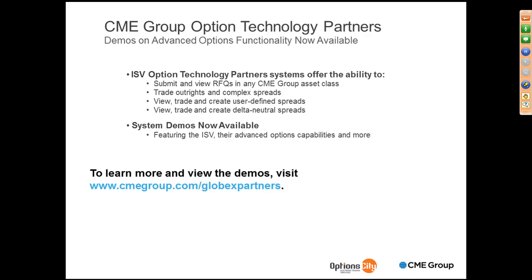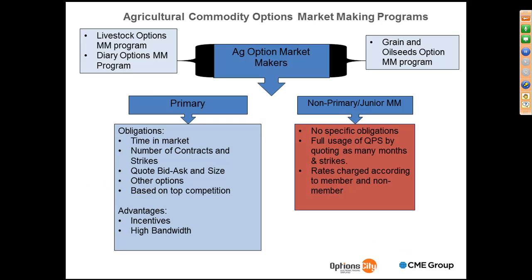Great. So, going to the next slide. This is probably the most informative and most important slide that you are looking for. This is the agricultural commodity options market making programs. Now, we have market making programs and we have market makers for our agricultural options, including grain, livestock, and dairy. There are two categories of option market makers.